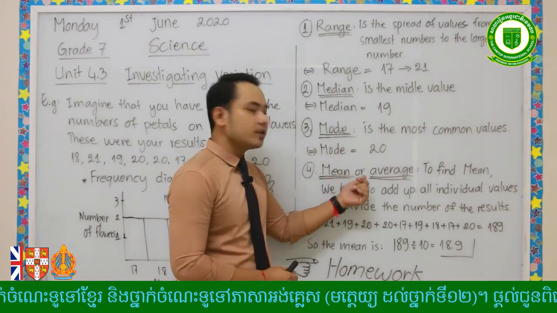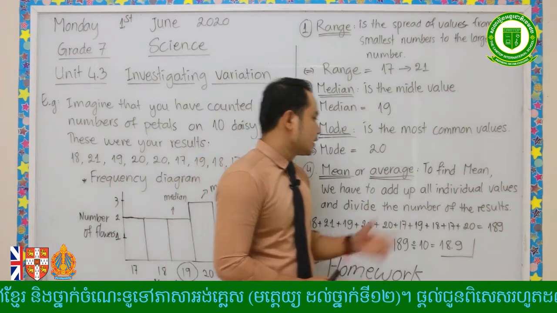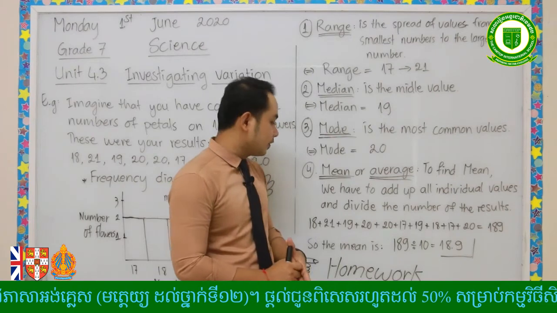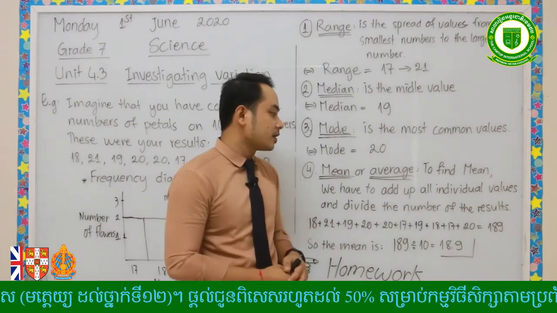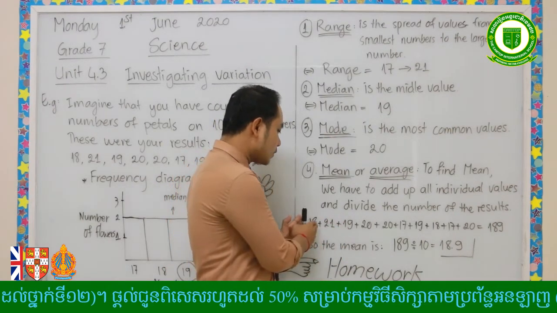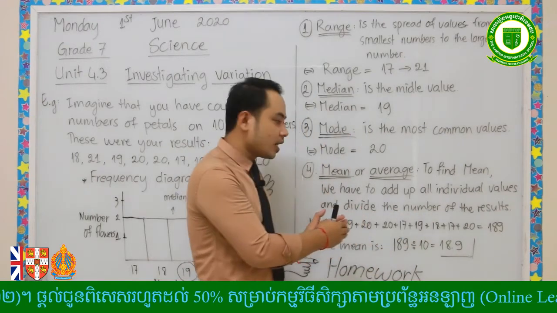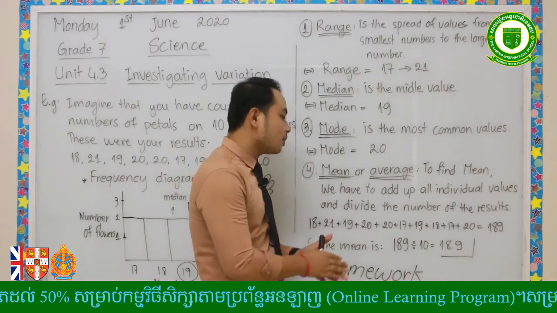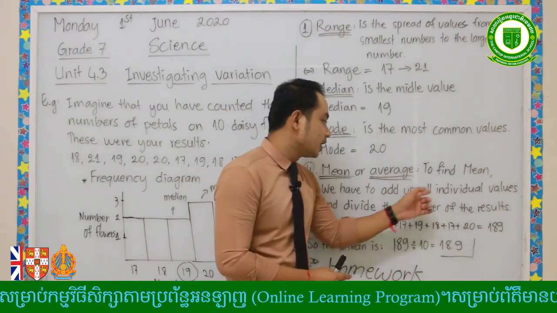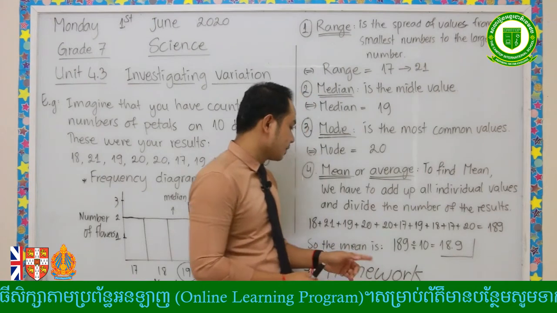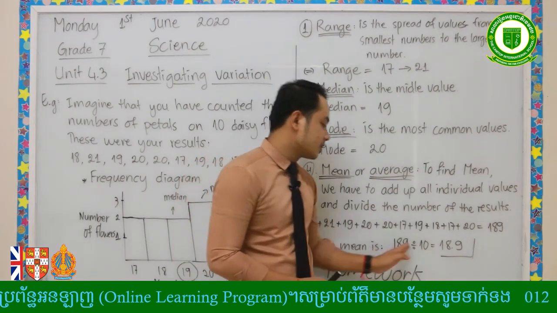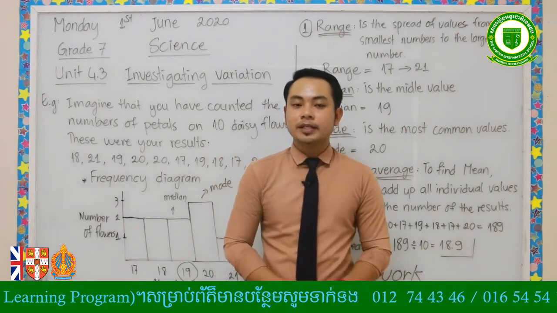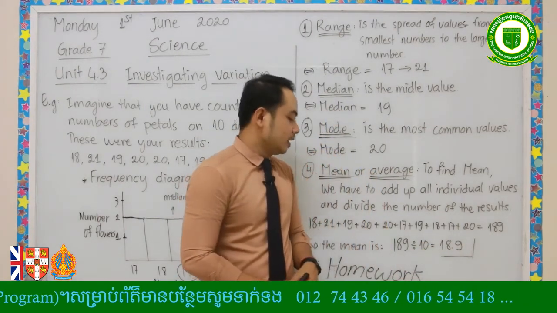Okay. Another one is the mean. So mean, or you can say average. To find the mean, you have to add up all the individual values and divide by the number of results. So we have to add all these together. You will get the overall total, and then divide it by the number of results. So the number of results is 10. So 189 divided by 10 is equal to 18.9. So that is how we find the mean.